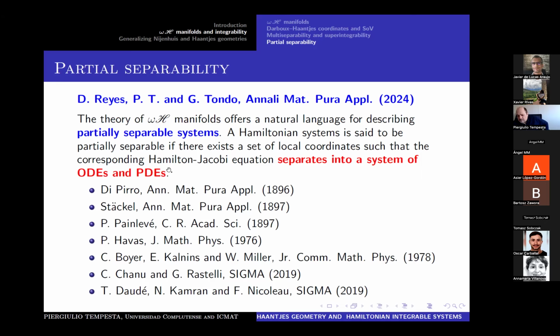And in several cases, what is quite interesting is that there are systems like the Calogero model with 4 particles admitting only partial separability. Then this notion is more important than one can suspect. It was somehow forgotten for a long time. Only in 1976, Havas started again to think about this, and then Boyer, Kalnins, and Miller, Sklyanin, Tsiganov, Nikitin, Kamran and collaborators.